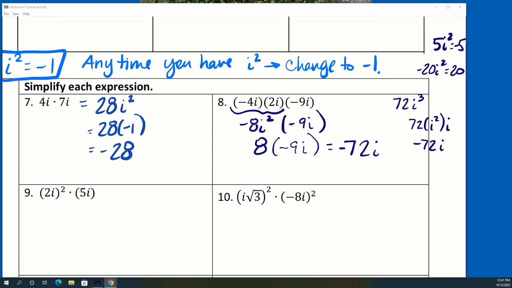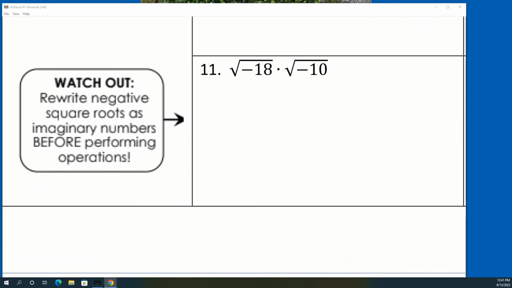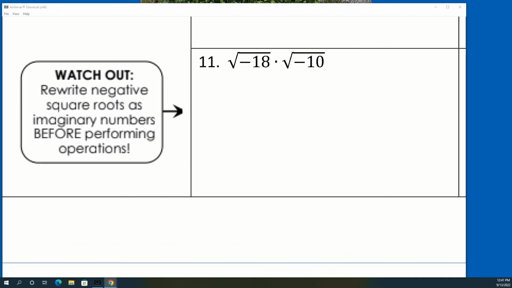All right, so let's hold off on 9 and 10, and let's skip down to number 11 because this is a pretty common thing that we have to watch out for. We can't just multiply these together the way they are, and if you did, you would get the wrong answer. So anytime there's a negative under the square root, we're going to pull out an i and make it a positive under the square root. So we'll do that for 18, and we'll do that for 10. So just pull out an i and make it positive.